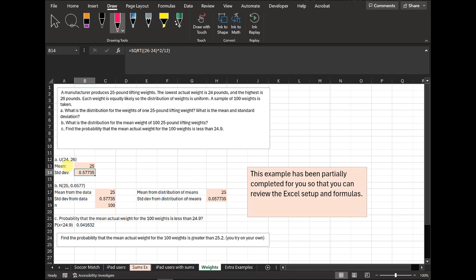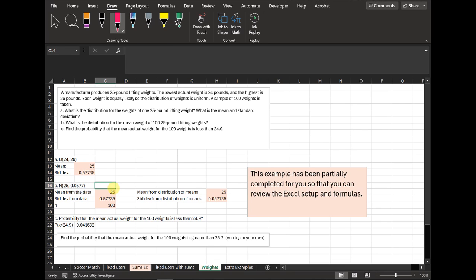Okay. Now let's move on to the next question. What is the distribution for the mean weight of 100 25-pound lifting weights? Now we are making a shift here. We have this population of weights, and they could be somewhere between 24 and 26 pounds. We're taking a group of 100 of them, and now we're finding the means. So this is moving us into the sampling distribution of means.